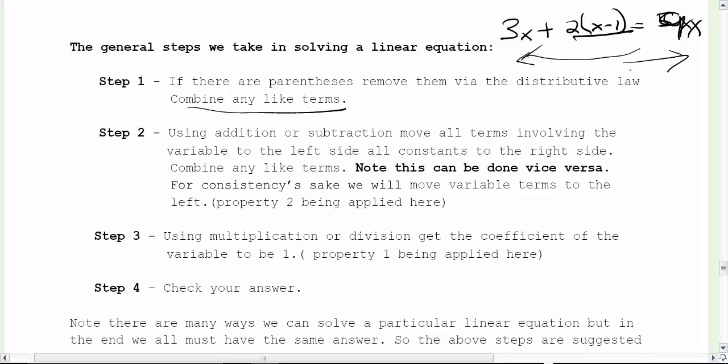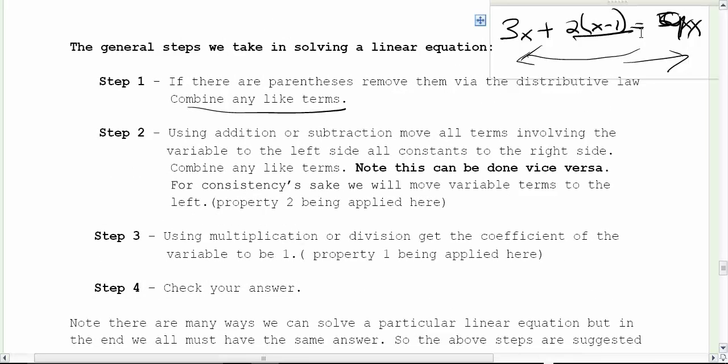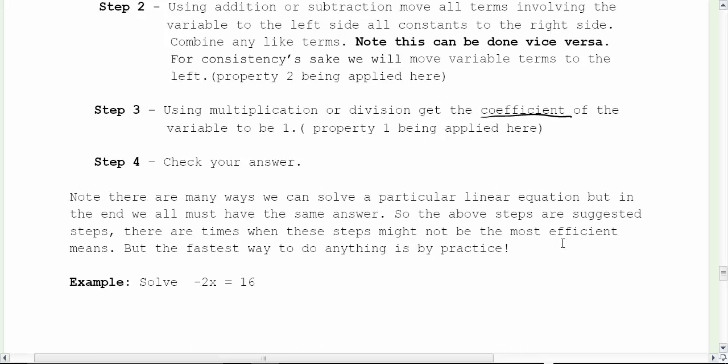Now, when you rearrange the terms, there's a good chance you're going to have to combine like terms again. Once you do that, your final step, or your third step, is going to be applying the multiplication property, or you're going to be moving the coefficient of the variable, and that is by either multiplying or dividing. And then you can always check your answer. We'll talk about that another day.